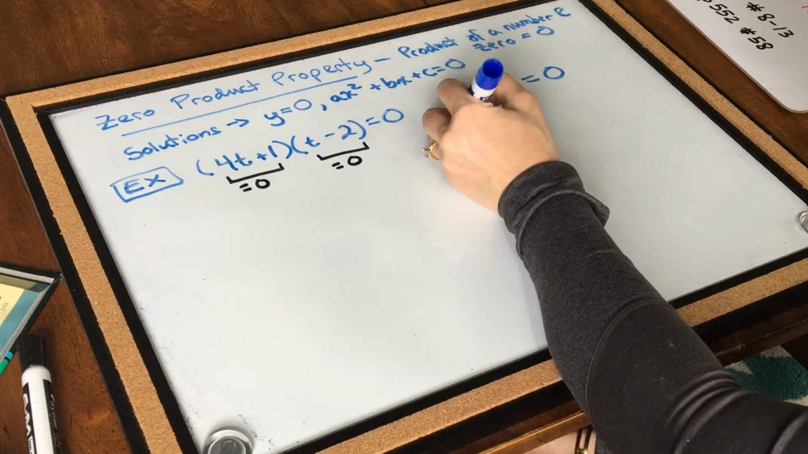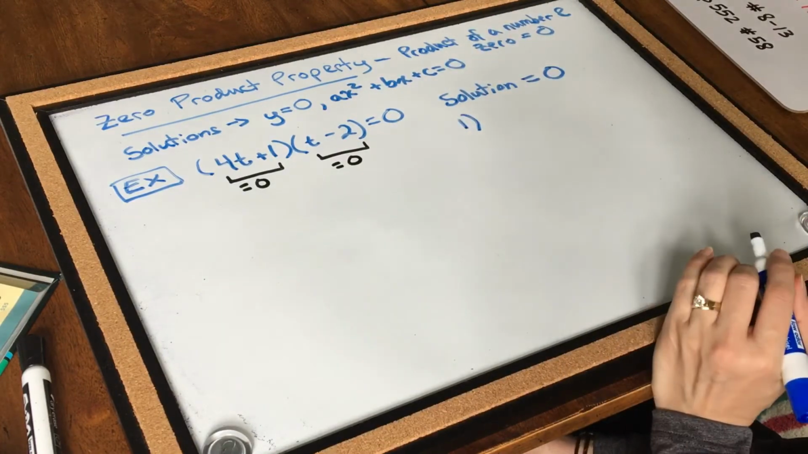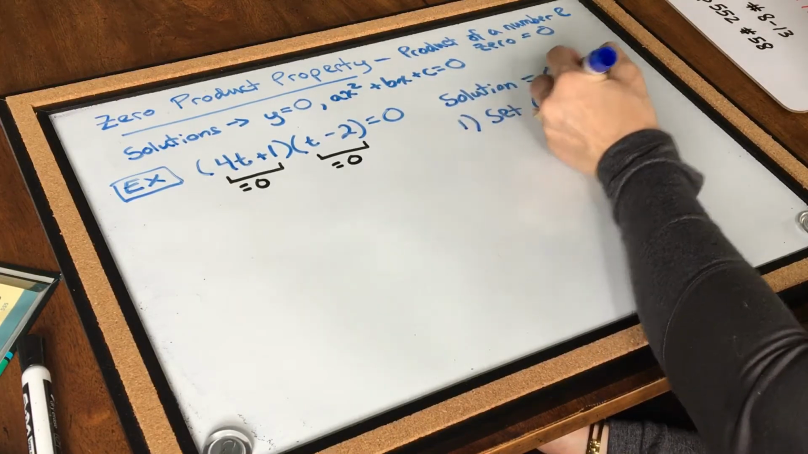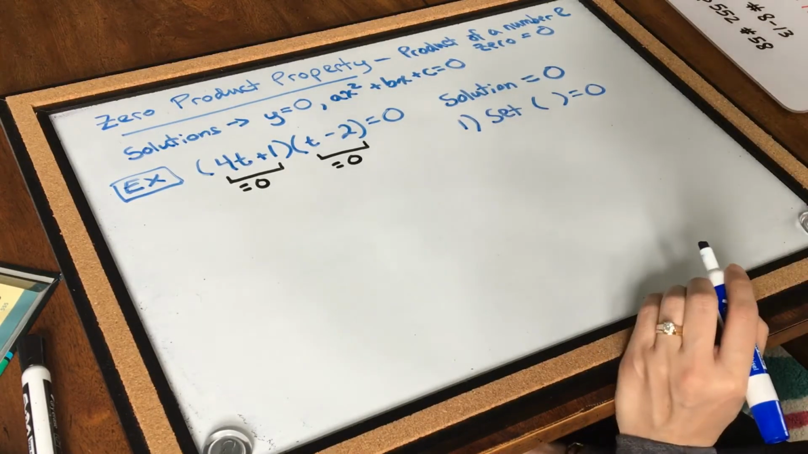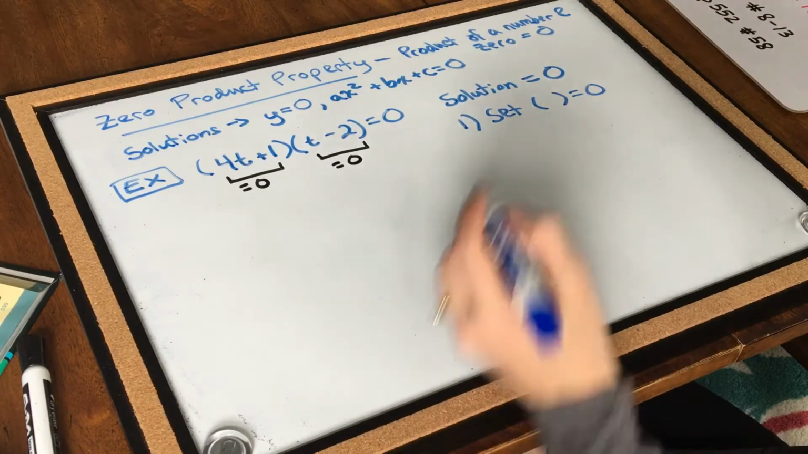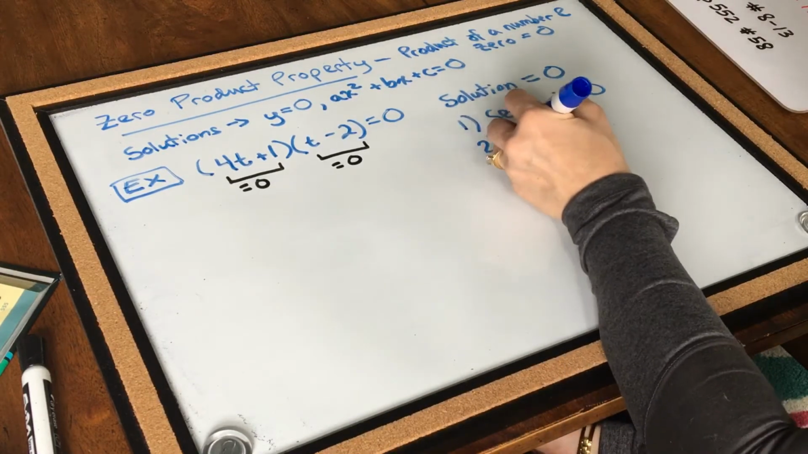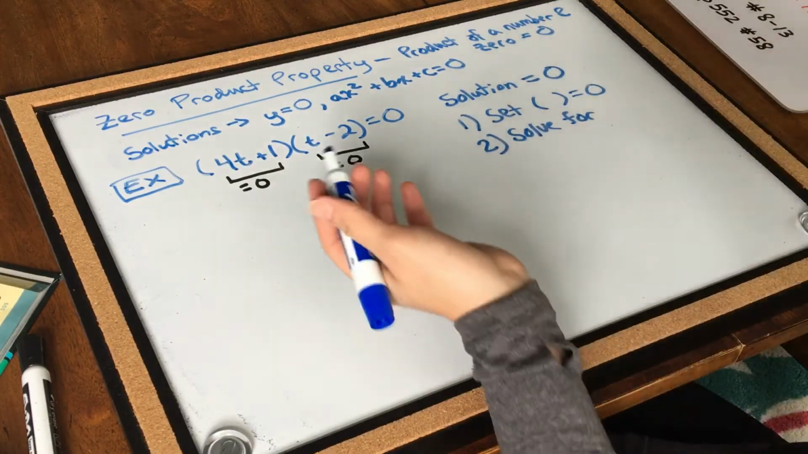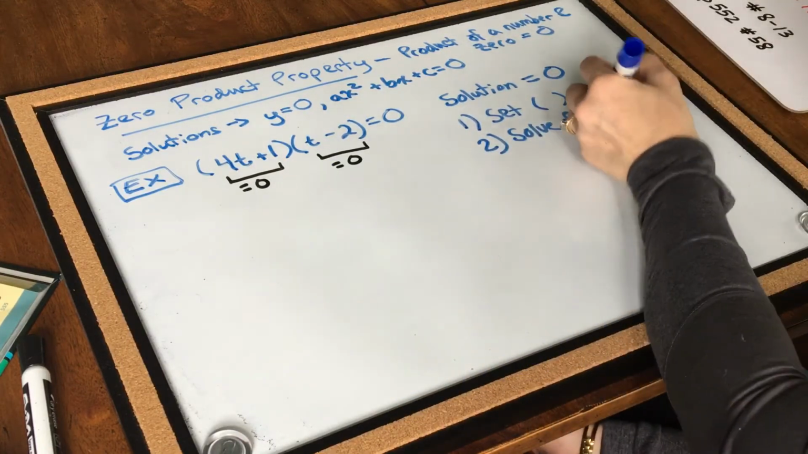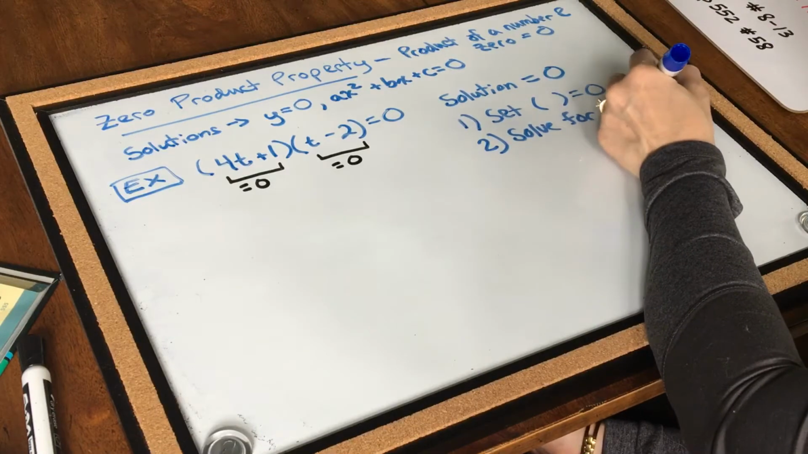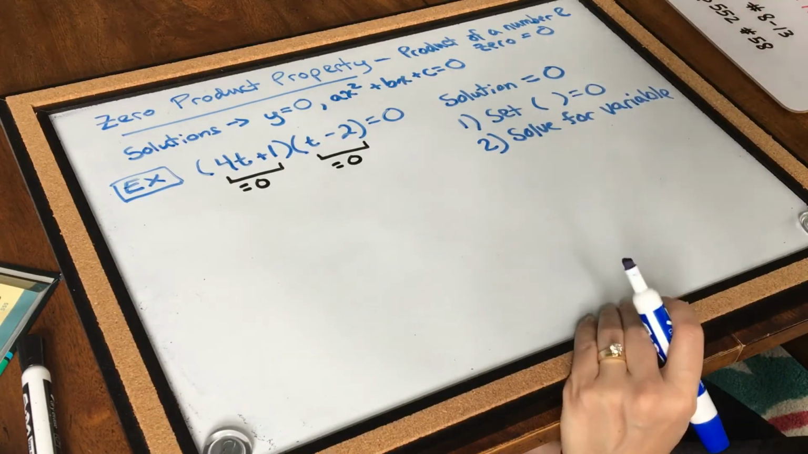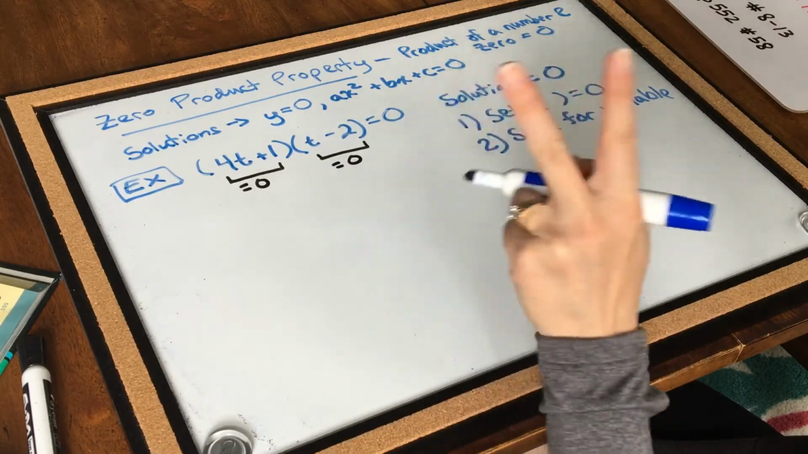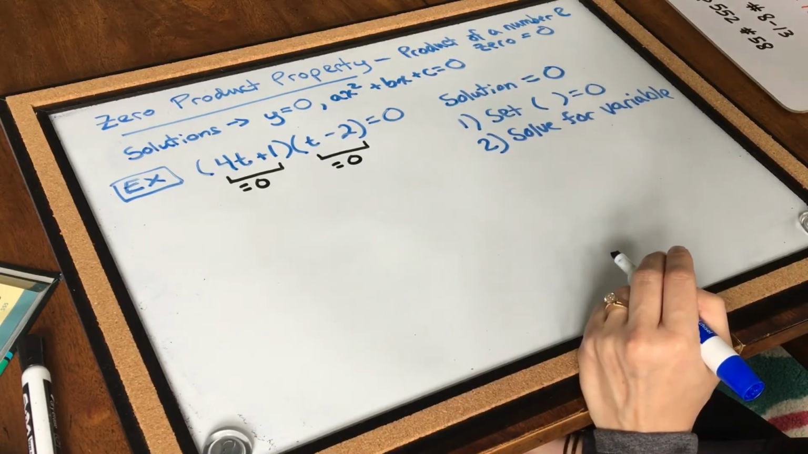Once I know that it equals 0, I'm ready to move on. So I am going to set each parentheses equal to 0. And then my second step, I'm going to solve for my variable. In this case, it's t, but it could be any variable, it could be x. I should have, in this particular case, two solutions. So let's see how this works.